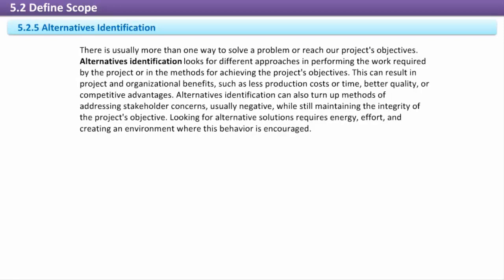Alternatives identification. There is usually more than one way to solve a problem or reach our project's objectives. Alternatives identification looks for different approaches in performing the work required by the project or in the methods for achieving the project's objectives. This can result in project and organizational benefits, such as less production costs or time, better quality, or competitive advantages.